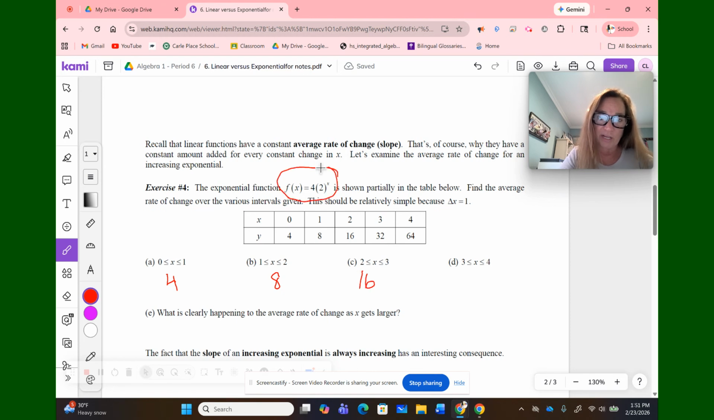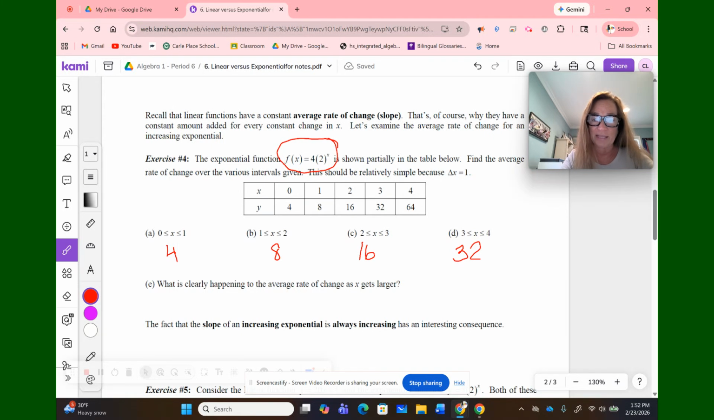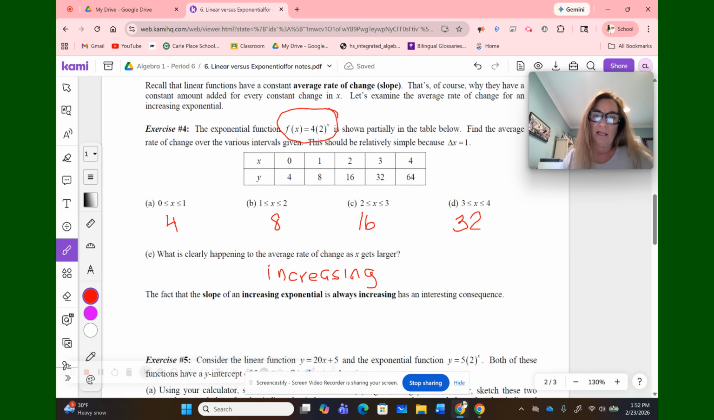This is exponential, like it shows in the equation, but you can also see 4 is not the same number as 8, is not the same number as 16. You can also notice that it's being multiplied by 2, and so is this rate of change. It's changing. So the average rate of change as x gets larger also gets larger. So the average rate of change increases. Now, that's how you know that it's definitely not a line, besides the fact that you could see the equation.